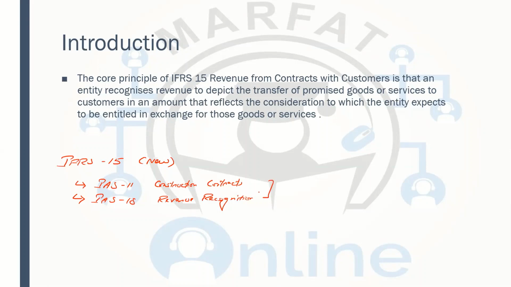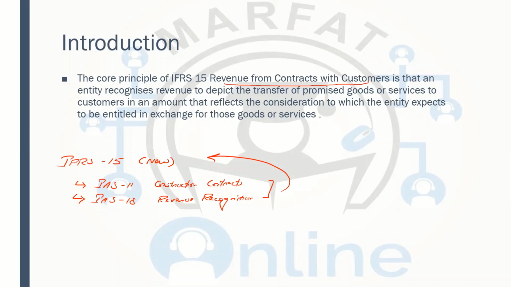If you started with the CAT, Certified Accounting Technician, probably you know that these were the standards at that time: IAS 11, construction contracts, and IAS 18, revenue recognition. Now these two standards have been replaced, merged, and form a new standard, which is IFRS 15. The name of the standard is revenue from contracts with customers. It covers both of the standards.